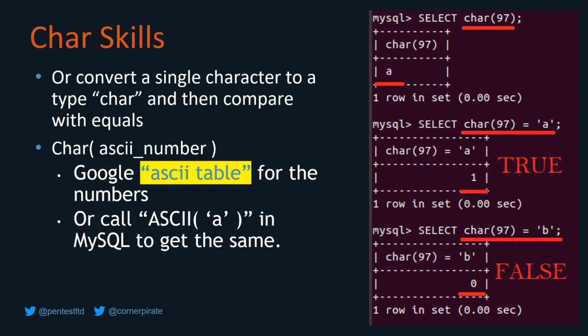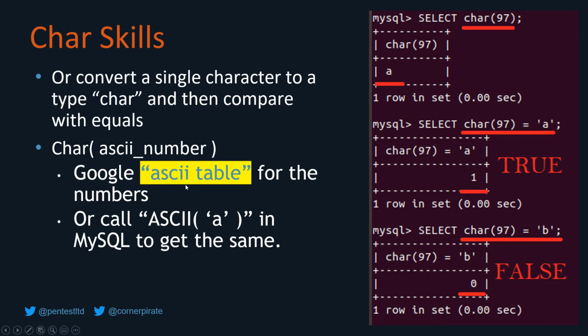Char Skills. The char function takes an ASCII number in it. It takes an integer in it, which represents a number in the ASCII table. That goes from, I think, 0 to 256, around about there. It's been a long time since my degree, folks, so don't bite my head off there. I would have to look that up.